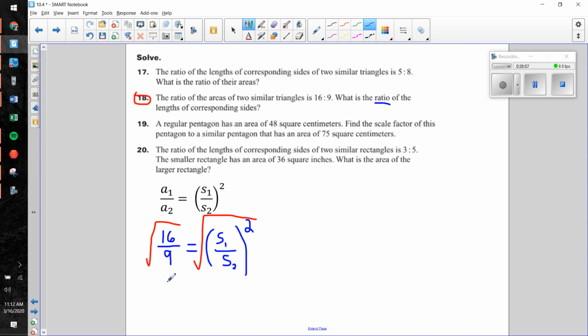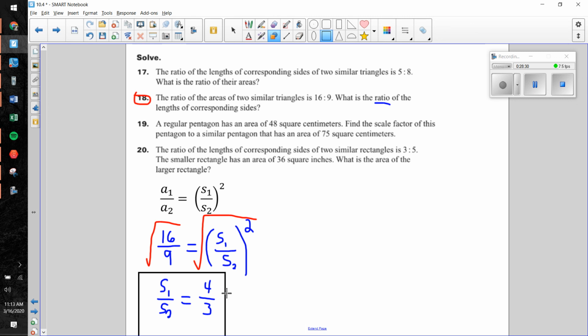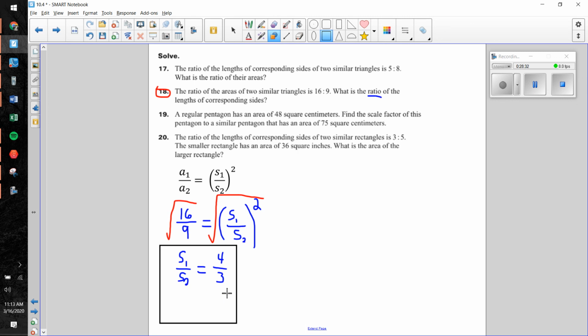The square and the square root cancel, so we're going to get side 1 over side 2 equals, and we take the square root of 16 over the square root of 9, and that's going to get us a 4 over 3. And that is all they were asking us for in this problem, the ratio of the corresponding sides. So that's going to be 4 over 3 for that answer.